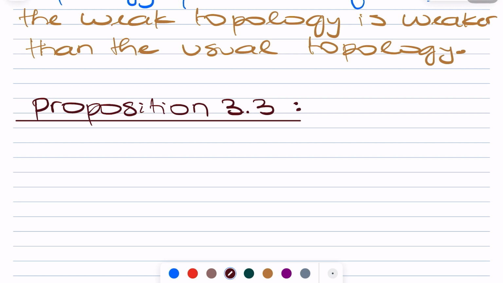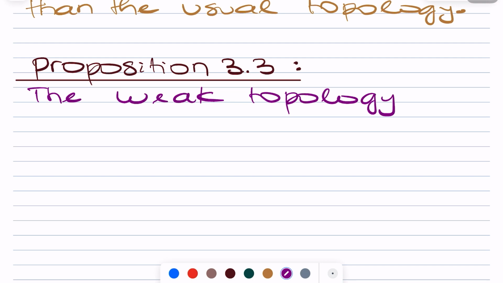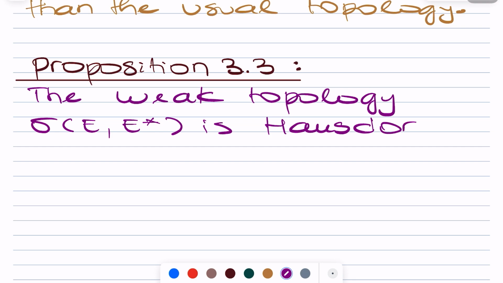The weak topology sigma E star is actually Hausdorff. So what does it mean? It means that if you give me two distinct points, I can find two disjoint neighborhoods of those points.